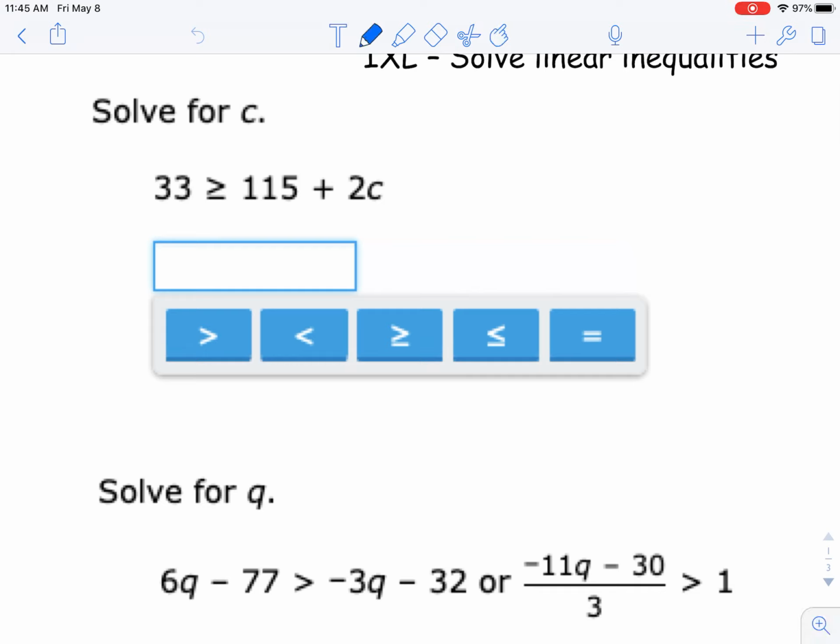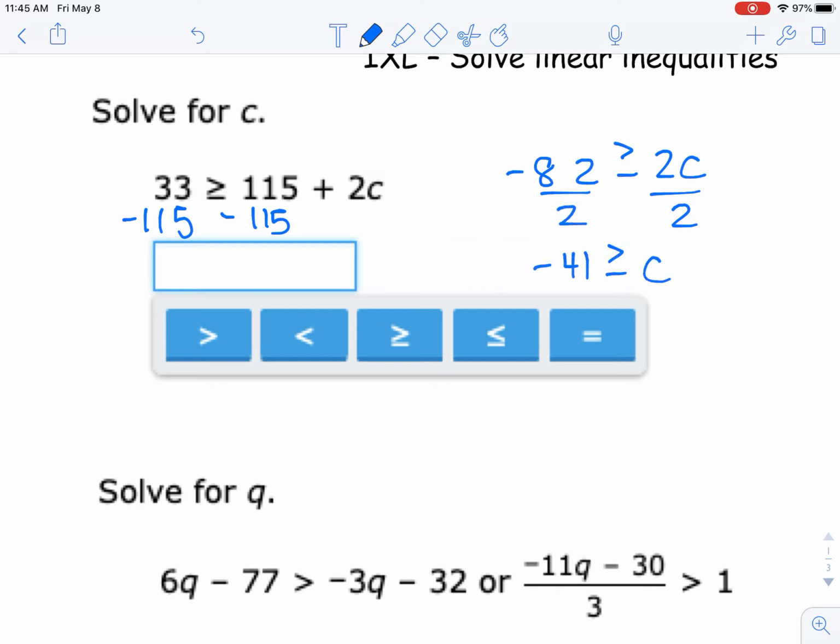So if you want to do that, in the first one, we have to subtract 115. So we get negative 82 greater than or equal to 2c. Then divide by 2, you get negative 41 greater than or equal to c. So when you enter that, you want to make sure that you use the greater than or equal to symbol.